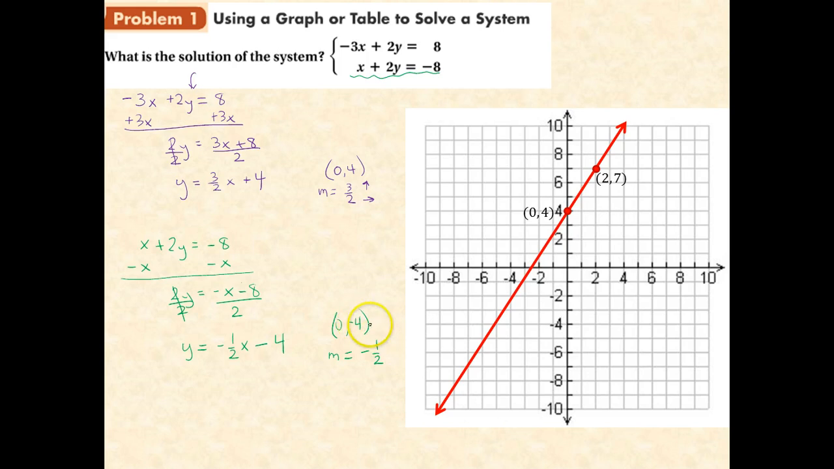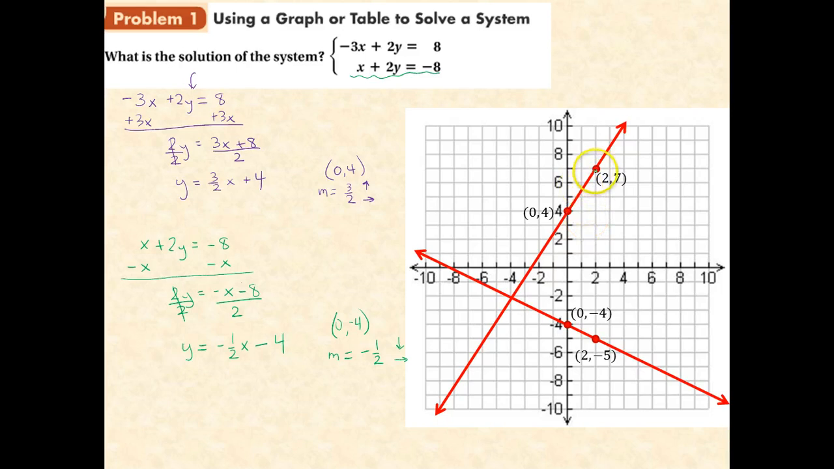So that means I start with the y-intercept. I'm going to go on the y-axis down 4 units and make a dot. Then my slope is negative 1 over 2. So that means I'm going to go down 1, to the right 2. That's the point 2, negative 5. And then draw a line through those points.